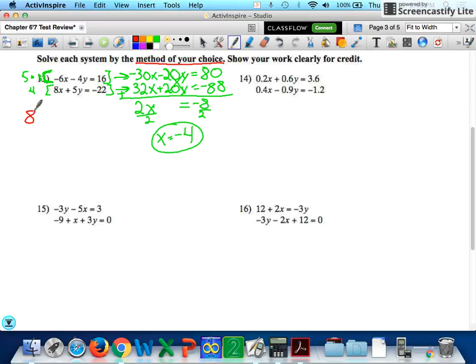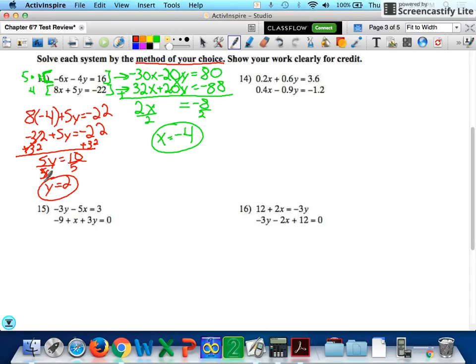When I plug in -4 for x, I have 8 times -4 plus 5y equals -22. That's -32 plus 5y equals -22. Add 32, add 32. Those are going to cancel. 5y equals a +10. Therefore, y is going to equal 2. That's my other half of my answer. I put them together, box it in, and there's my full answer. There's my solution. Don't lose sight that a solution is just where these cross an intersection. That's why you could also graph it.